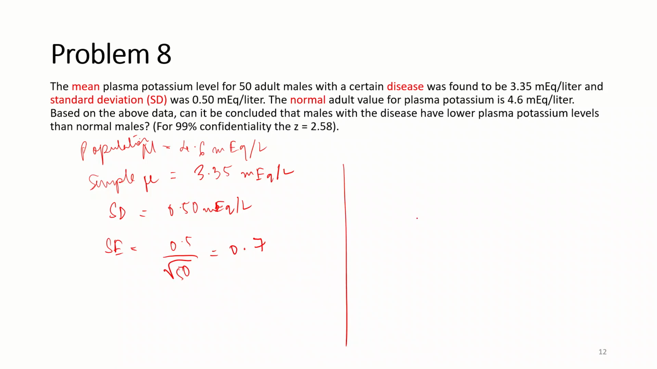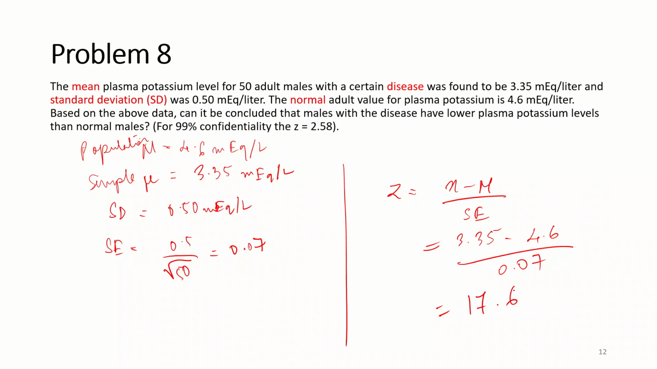So now coming to calculating z. Z is x minus nu by standard error. So here we will put the two means: 3.35 minus 4.6 divided by 0.07. The answer will be 17.645.